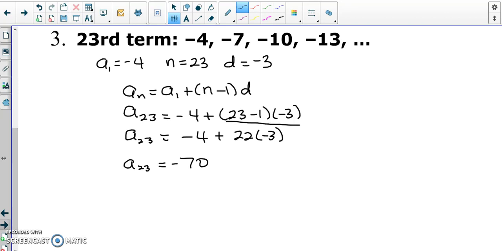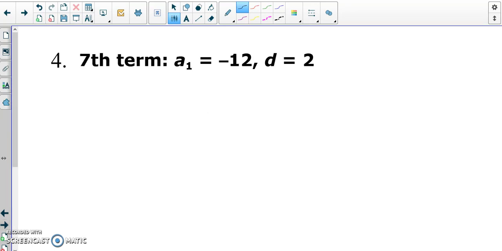That would not follow order of operations. Okay, take a look at this one. Now they don't list out the sequence. They just give us the specific values. They give me a sub 1 is negative 12. They give us d equals 2, and we want to find the 7th term.